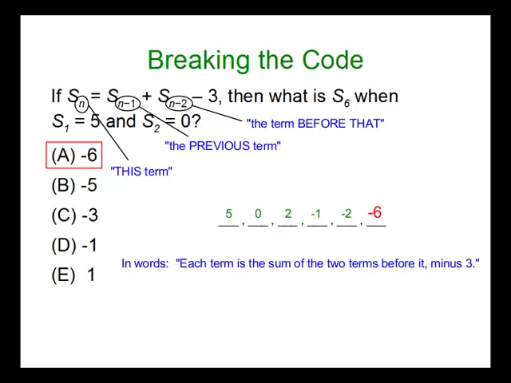Highly recommended that you keep track of everything that you're doing. As simple as the math is, 5 plus 0 minus 3 equals 2, you still want to keep track of what's what and do each step separately.